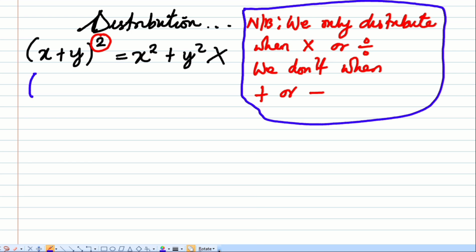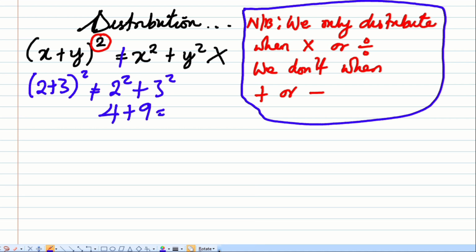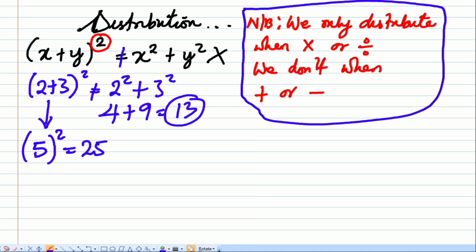Let's prove that. Let's say we have (2 plus 3) raised to power 2. Remember, this is not equal to 2 squared plus 3 squared, because if you do 2 squared plus 3 squared, 2 squared is 4, 3 squared is 9, and 4 plus 9 is 13. Now we are getting 13. But imagine if we simplify this straight: 2 plus 3 in the bracket is 5, and 5 raised to power 2 is equal to 25. You're seeing that 25 and 13 are not tallying, meaning that what we did is wrong, because in mathematics, if what you're doing is correct, either way you should get the same answer.